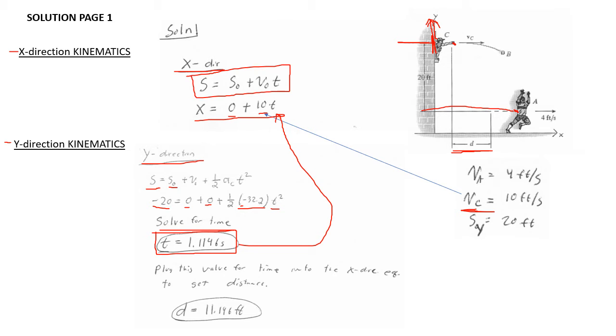Now with this value for time, we can plug it back up here for our t value, and when we do that, we can solve for that distance here. When we plug our time value back into that equation for our x direction, our distance is equal to 11.146 feet. And that is our d distance right here, the position of boy A, the distance he is away from point C when he catches the ball.